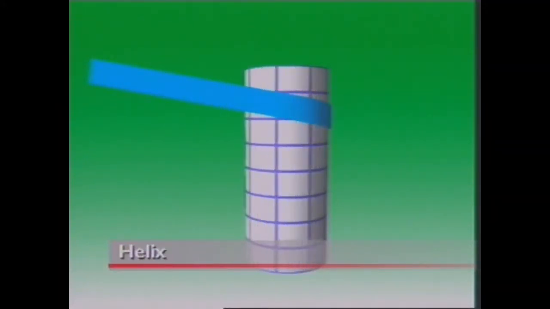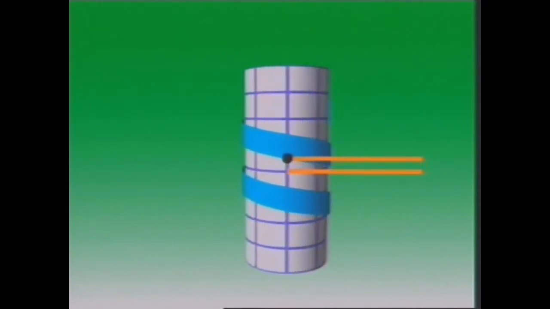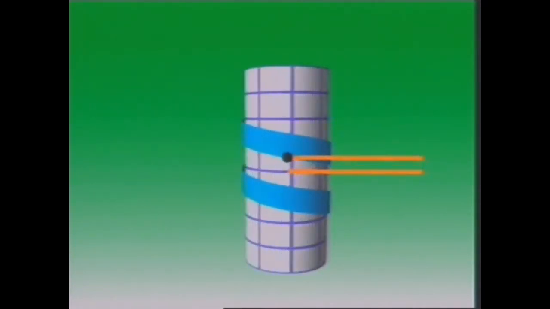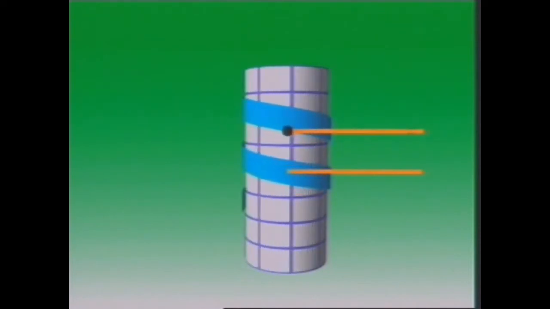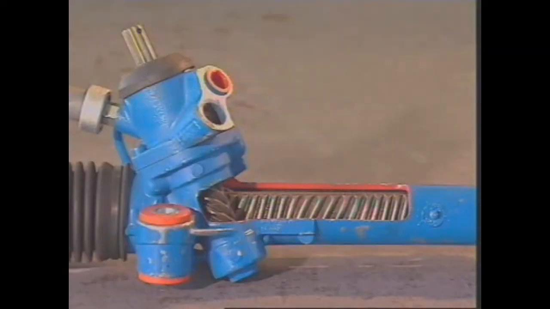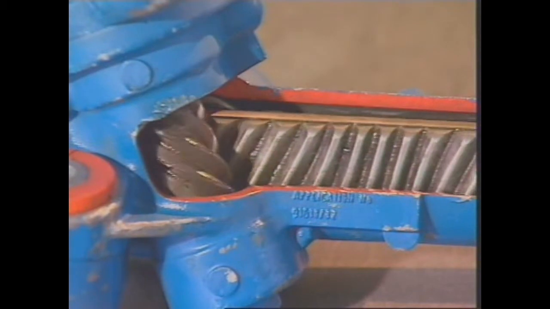If an inclined plane is wrapped around a cylinder, the edge of the plane forms a shape called a helix. Rotation of the cylinder causes a point on the helix to move along the surface of the cylinder. The distance the point moves in one revolution of the cylinder is called the pitch. The helix shape is commonly used as a thread on nuts and bolts and also for teeth in steering gears and transmissions.